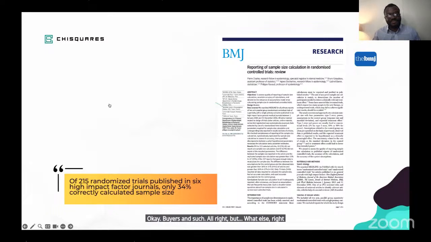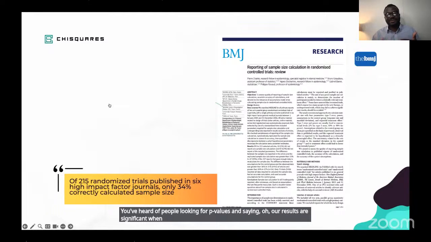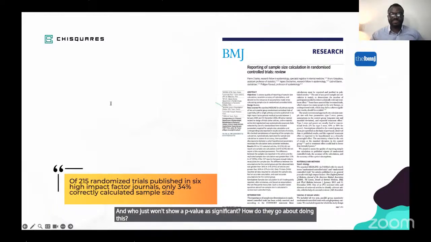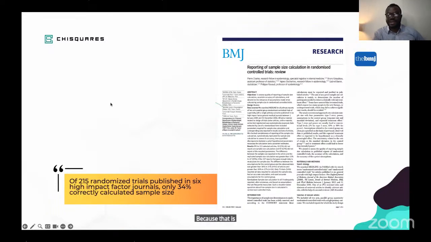How do people find p-values? Let's look at it this way. You've heard of people looking for p-values, right? And saying, no, our results are significant. How do they end up getting those significant results, from your experience? People who are desperate to publish and who just want to show a p-value as significant, how do they go about doing this? Because that is what we're talking about. That's type 1 error.